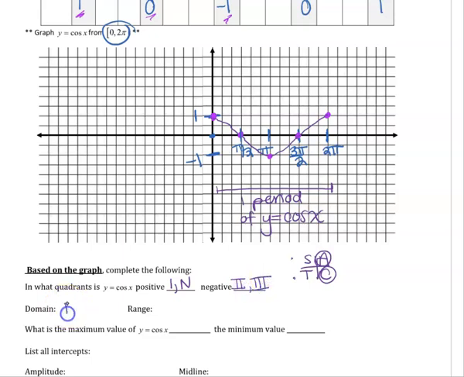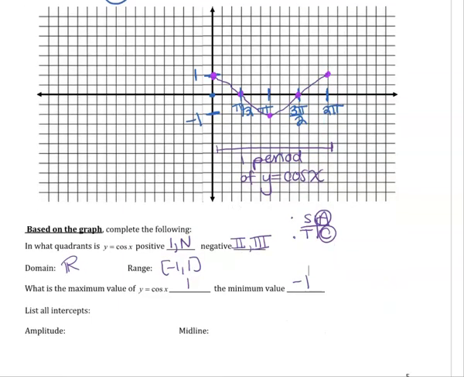Now, as we mentioned, our domain is all reals, and our range is -1 to 1. The maximum value is 1, the minimum value is -1. So you'll notice we have the same amplitude, we have the same midline as sine of x, but like I said, different y values at different places though.